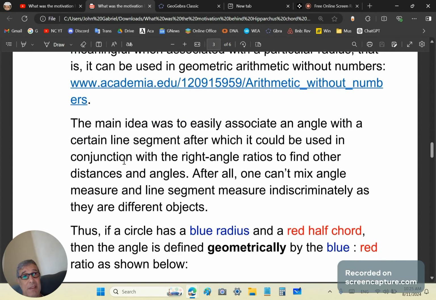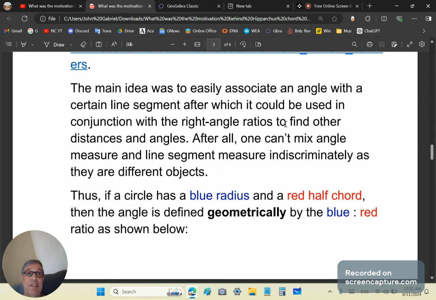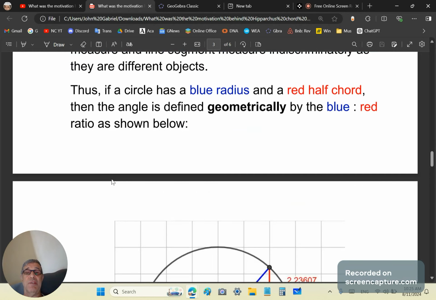The main idea was to easily associate an angle with a certain line segment after which it could be used in conjunction with the right angle ratios to find out the distances and angles. After all, one can't mix angle measure and line segment measure. Pay attention, Professor Jack Azinger. I know at one time you thought that you could use Newton's sine function with radians and degrees. I hope you've grown a lot wiser now. You can't mix these two indiscriminately because they're different types of objects.